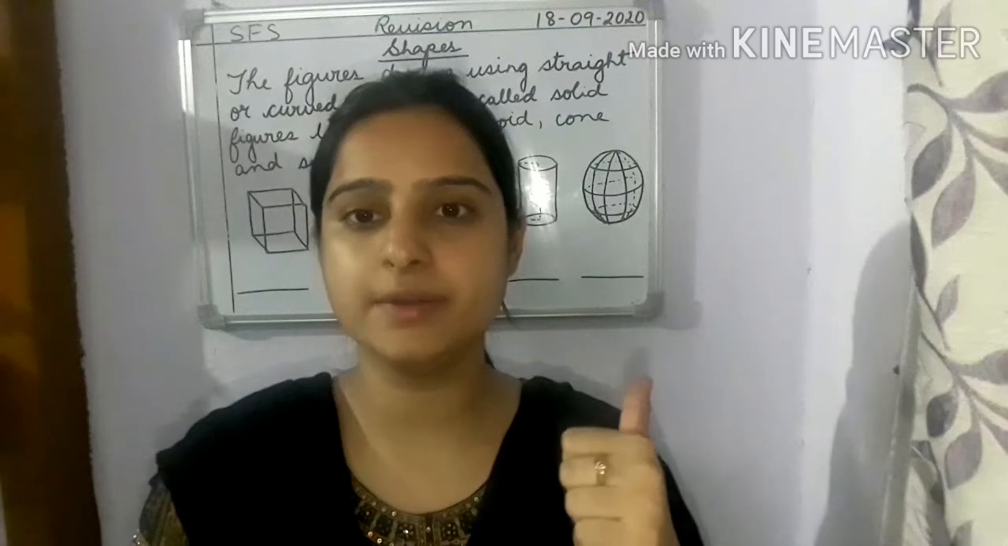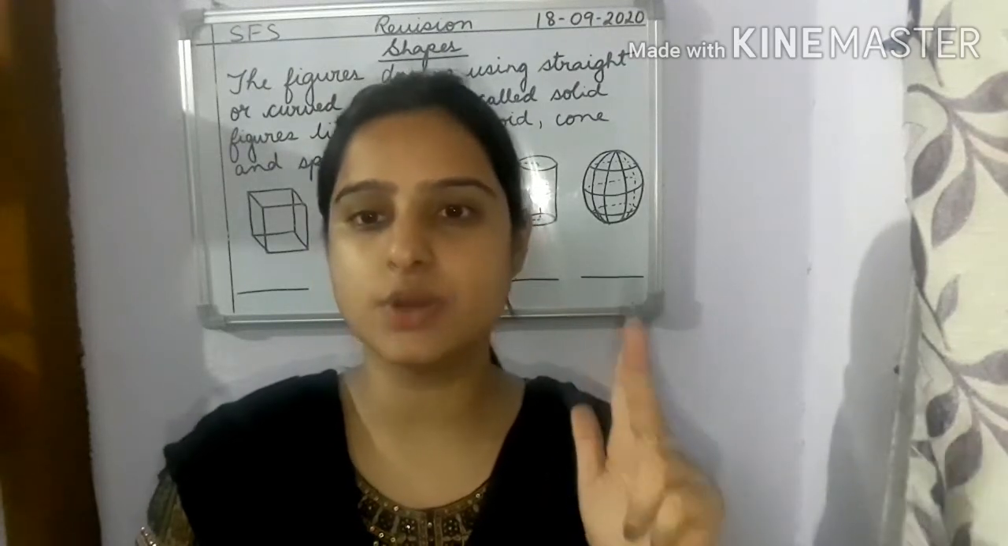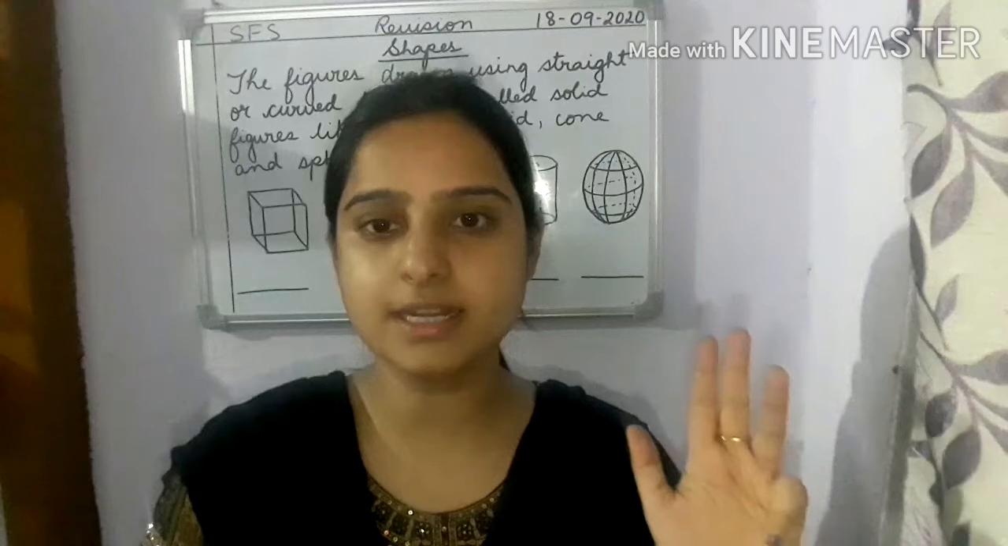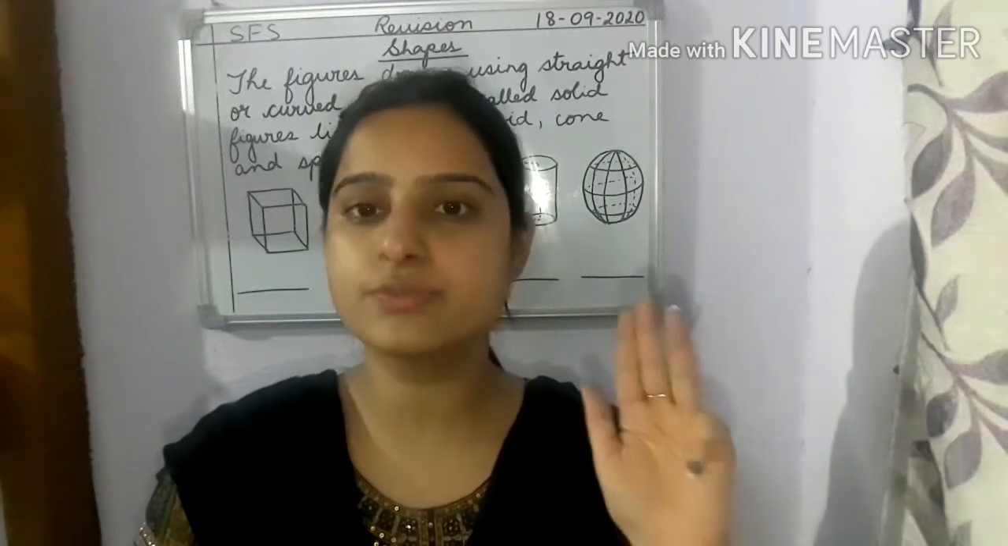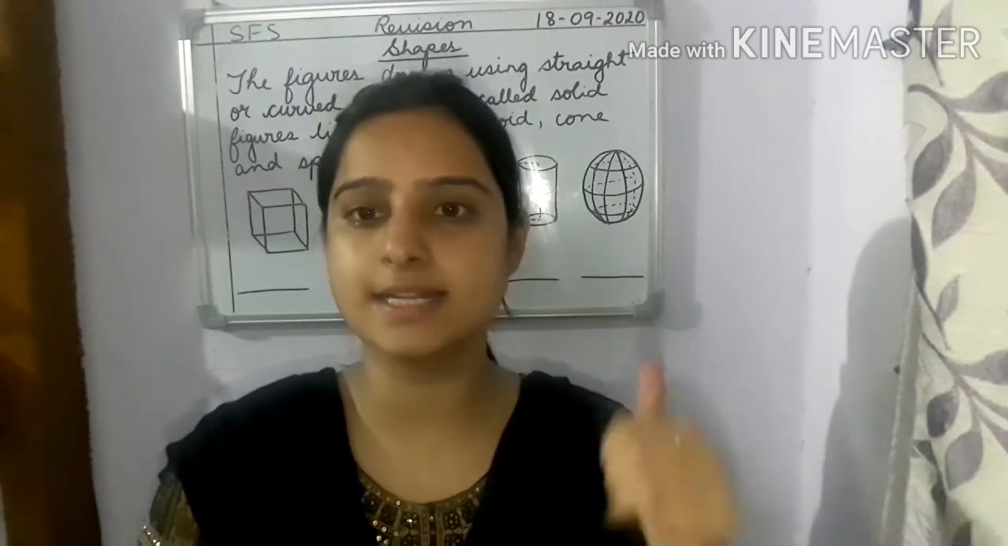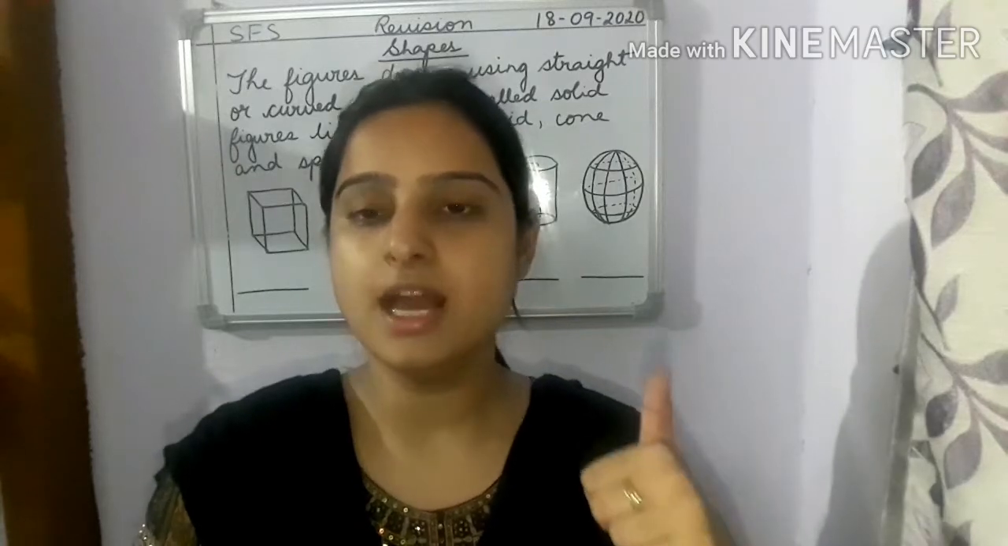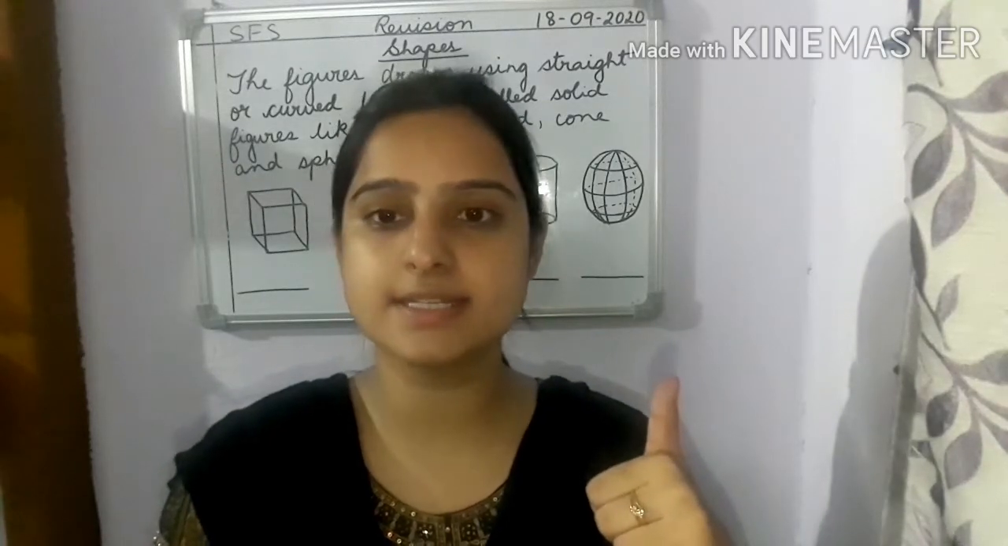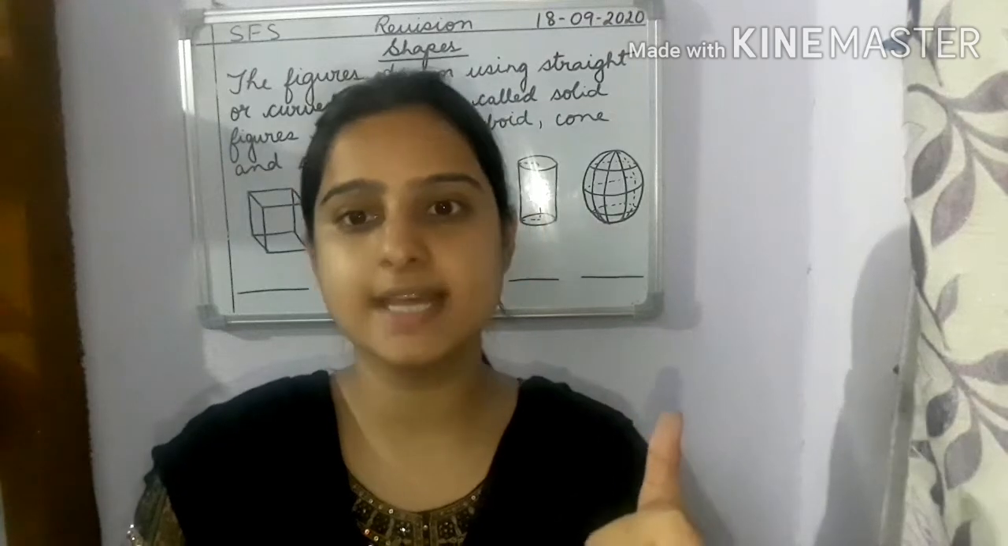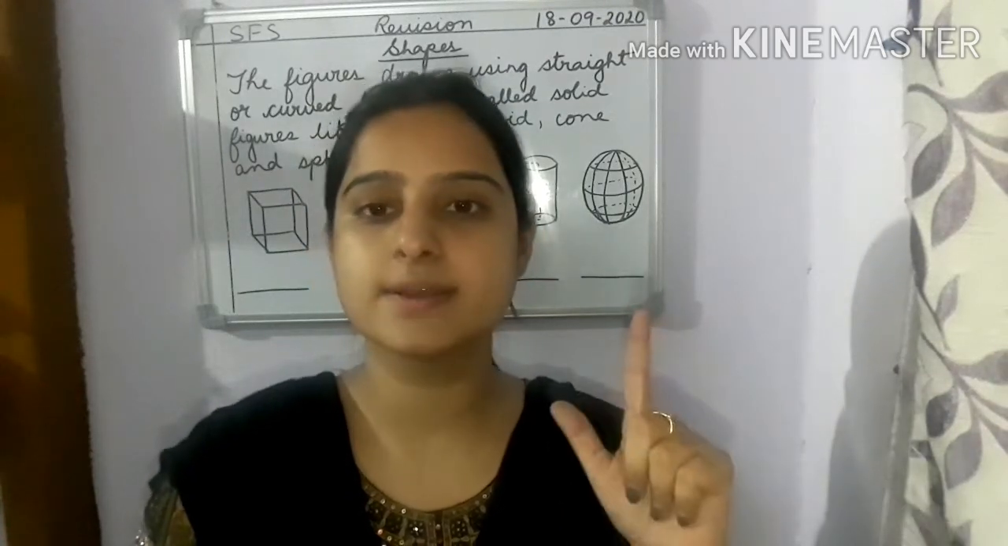In our previous class, we did revision of chapter shapes. So we did some of the questions on your flat figures or 2D figures. Can you name the flat figures, children? What we studied? Square, rectangle, triangle and circle. We came across 4 basic flat figures, that is your triangle. How many sides and corners does it have? 3 sides and 3 corners.